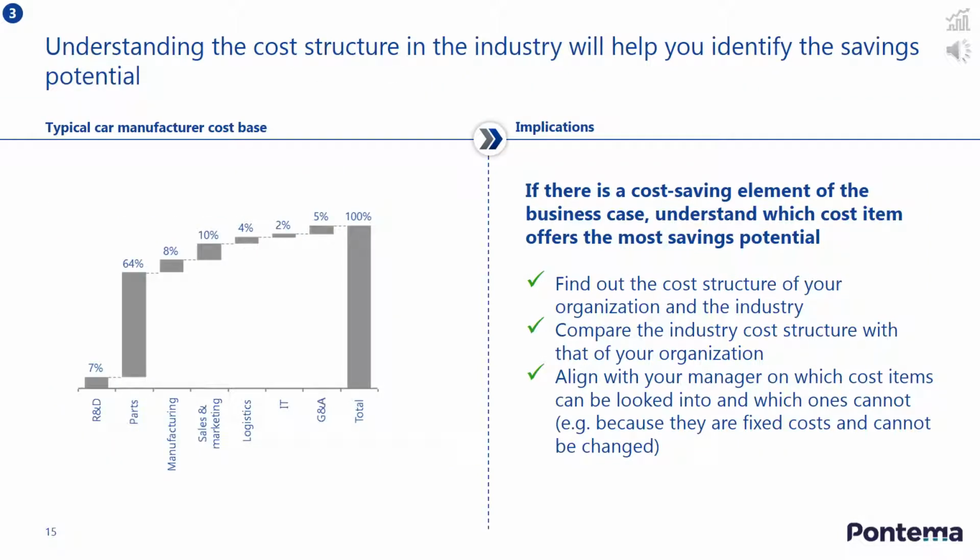And finally, understanding the cost structure in the industry will help you identify the savings potential in your organization. For a typical car manufacturer, parts make up 64% of the cost base, followed by sales and marketing, manufacturing, and research and development costs. Narrow your scope and do not spend time on the cost items that cannot be changed or do not offer major savings potential.